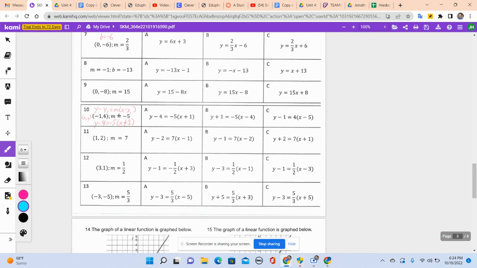So for m, you plug in negative 5, parentheses, x minus, well, wait, the x coordinate is negative. So minus a negative changes it to positive. Your answer is A.